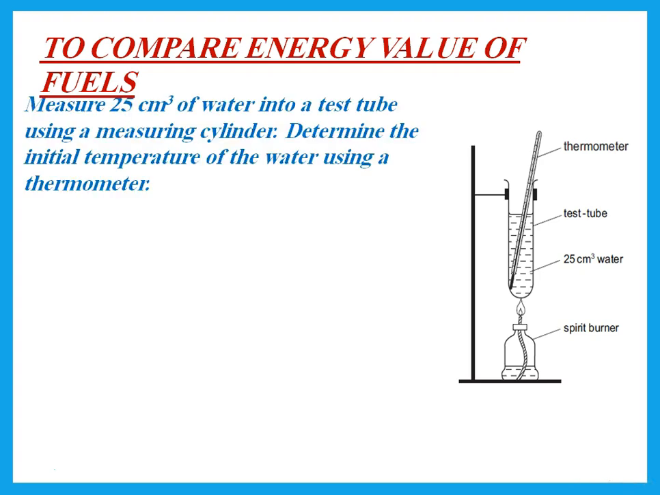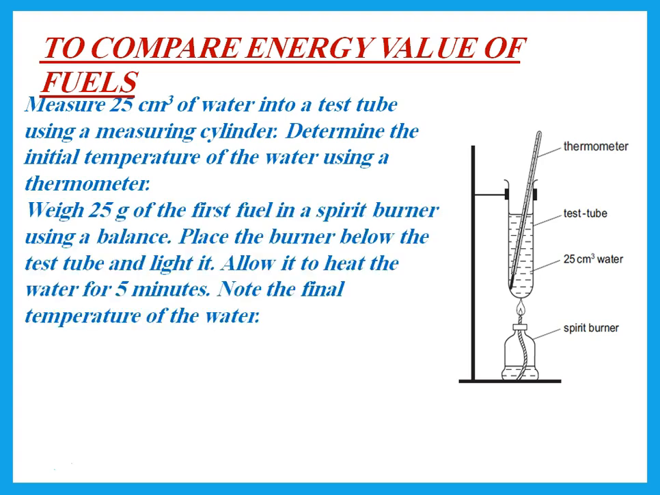So what I do is I measure 25 centimeter cubed of water into a test tube using a measuring cylinder. Determine the initial temperature of the water using a thermometer. Then I weigh a specific amount of the first fuel, 25 grams, using a balance. Place the burner below the test tube and light it. Allow it to heat the water for a specific amount of time, 5 minutes.